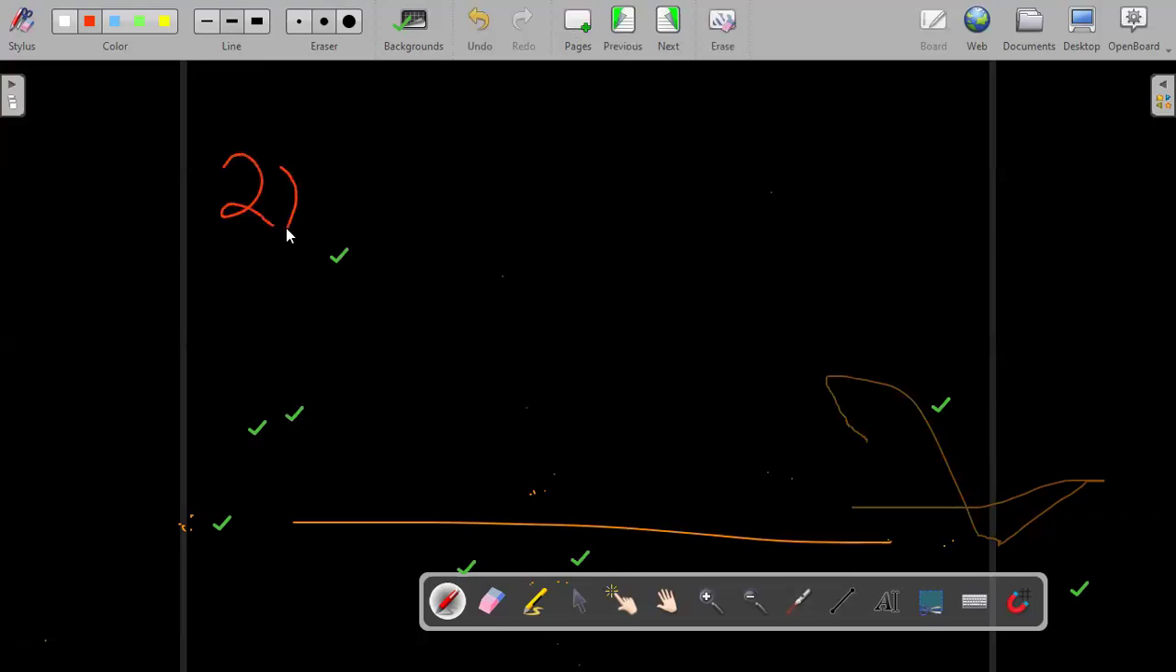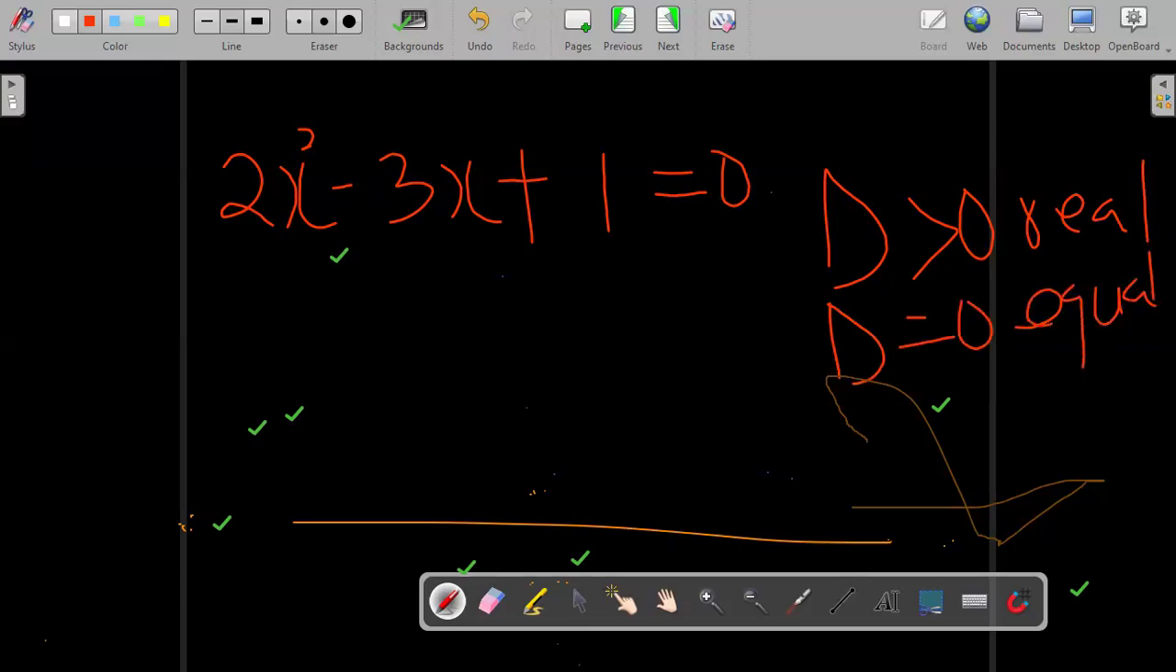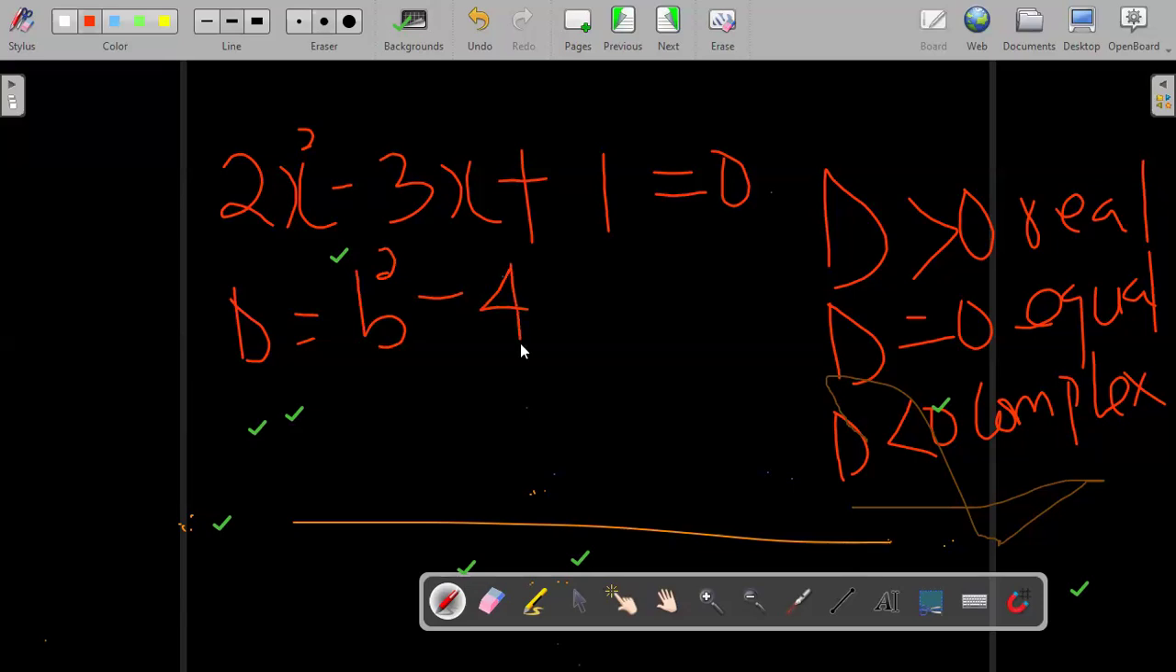They gave us 2x squared minus 3x plus 1 equals 0. Our discriminant, D greater than 0, we call that real. D equals 0, we call that equal. D less than 0, we call it complex or imaginary. So what is the expression for D we said the other time? B squared minus 4AC. That's the value of D.